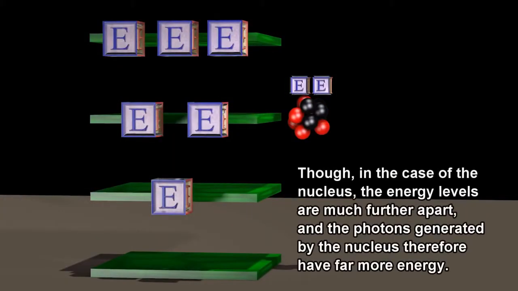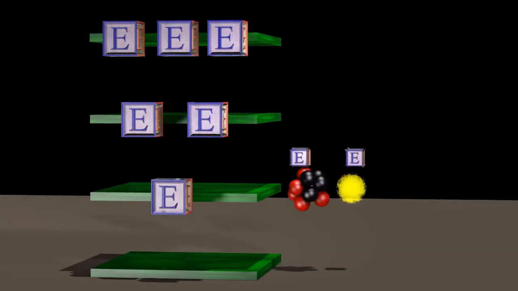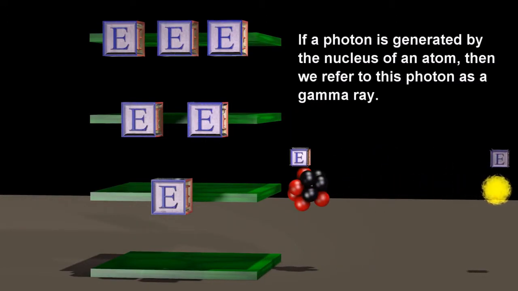Though, in the case of the nucleus, the energy levels are much further apart, and the photons generated by the nucleus therefore have far more energy. If a photon is generated by the nucleus of an atom, then we refer to this photon as a gamma ray.